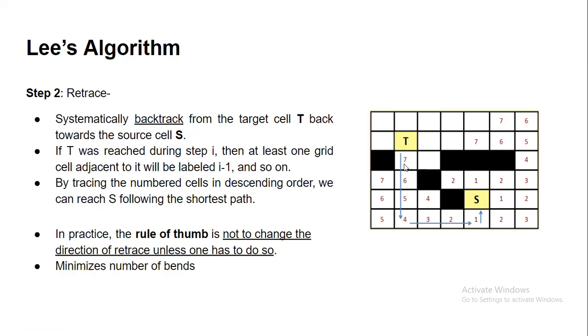That means when we do this retracing, we will avoid changing the direction. What does that mean? Say from here, from 5, you are coming from 7, 6, 5. Then from 5 you have two options: a horizontal option to go to 4, also a vertical option to go to 4. Which direction will you follow? The rule of thumb says follow the direction you are following. So we are following the vertical direction, because we were following the vertical direction beforehand.